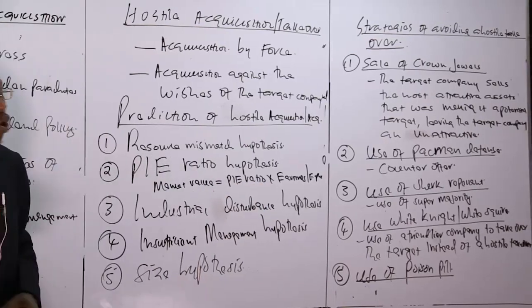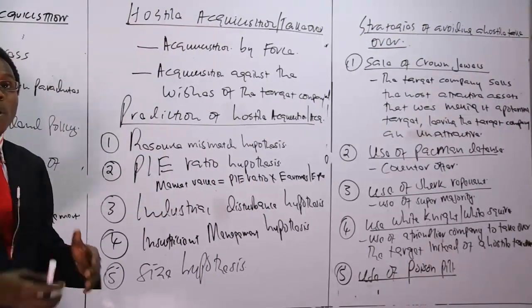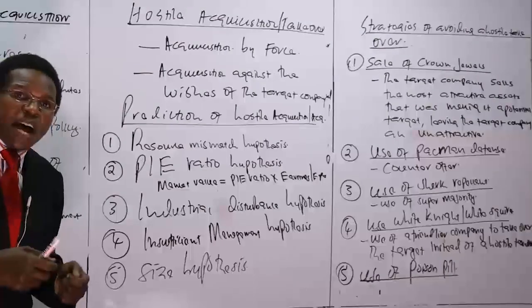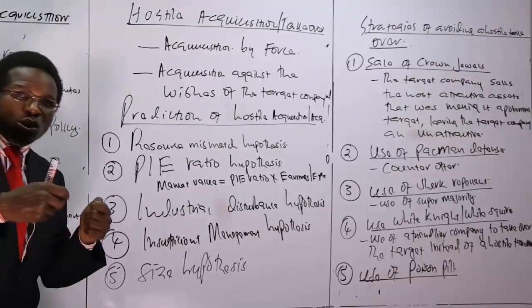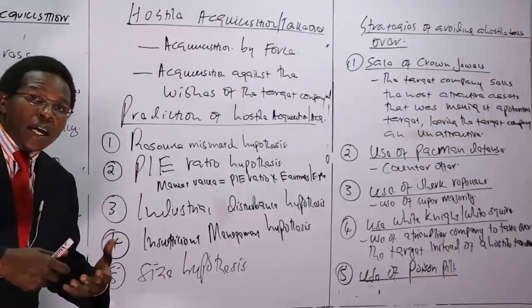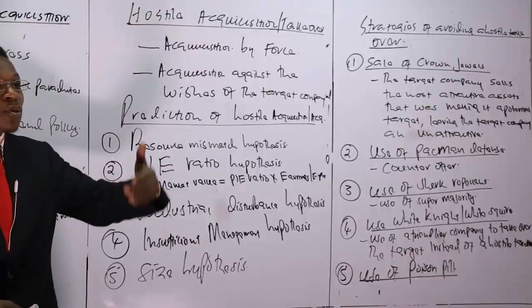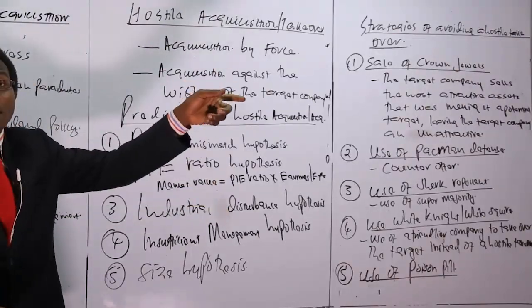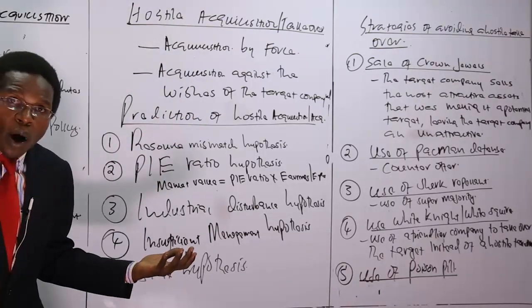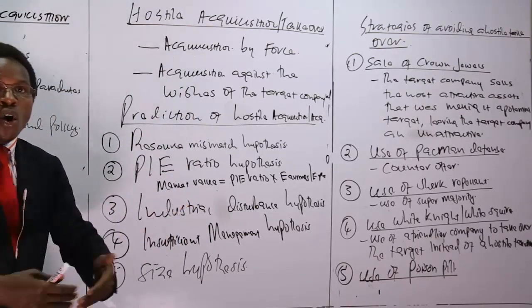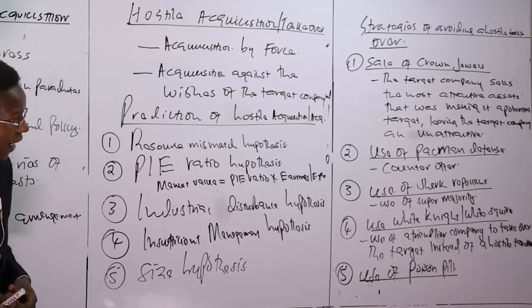Use of white knight or white squire. In the white knight, the target company will get a friendlier company to acquire it, or a friendlier company to merge with. If you merge with a friendly company, then the hostile takeover will not have anything to acquire because you have already merged or you have already been acquired by a friendly company.